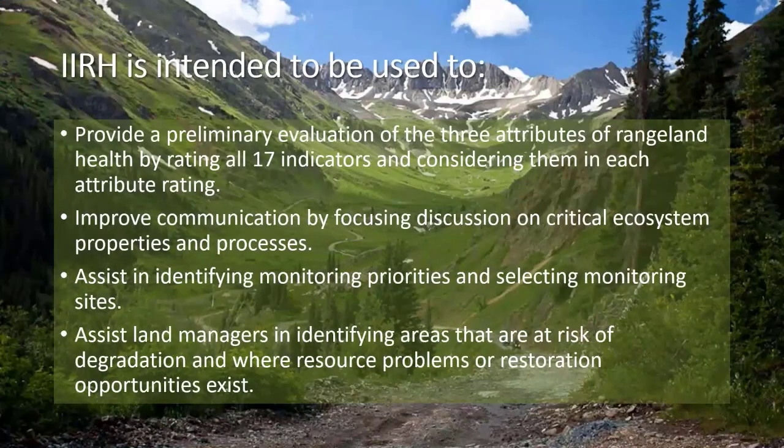The protocol is intended to be used to provide a preliminary evaluation of the 3 attributes of rangeland health by rating all 17 indicators and considering them in each attribute rating. It's intended to improve communication by focusing the discussion on critical ecosystem properties and processes. It can assist in identifying monitoring priorities and selecting monitoring sites, and assists land managers in identifying areas that are at risk of degradation and where resource problems or restoration opportunities exist.